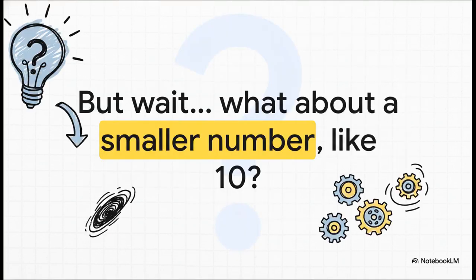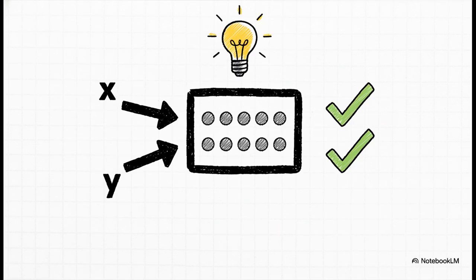But hold on. What if we use a smaller number, like 10? This is where things get a little weird. Get this, with the number 10, x is y is suddenly true. What is going on? Why is 10 special?